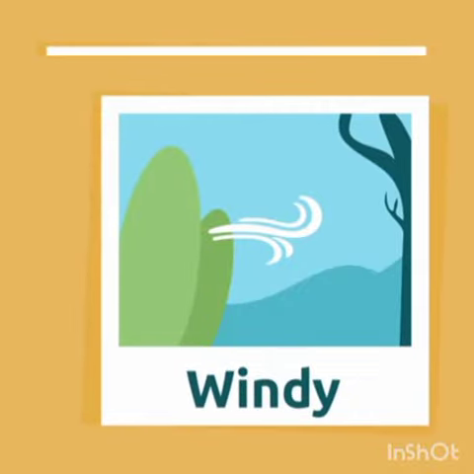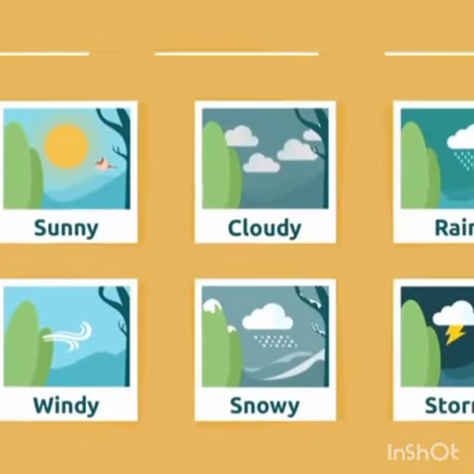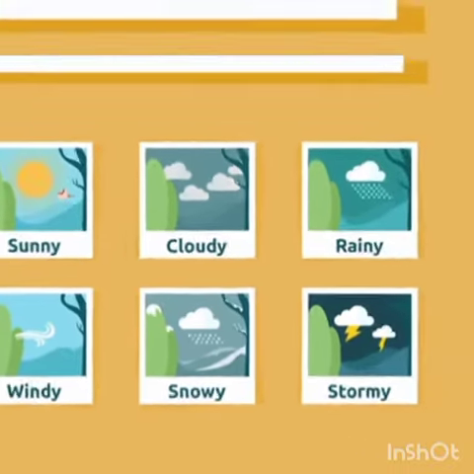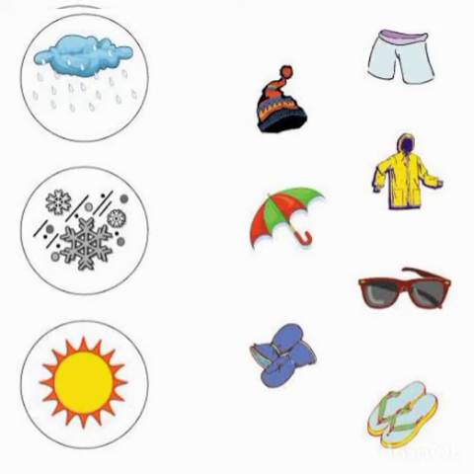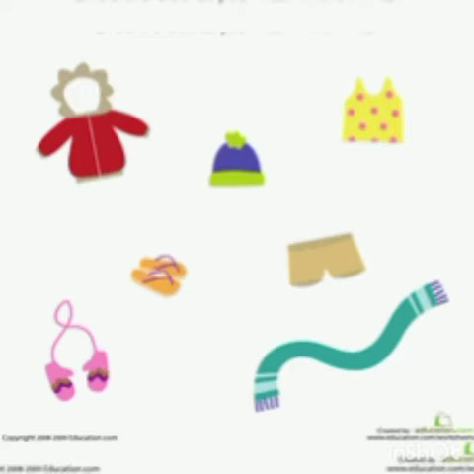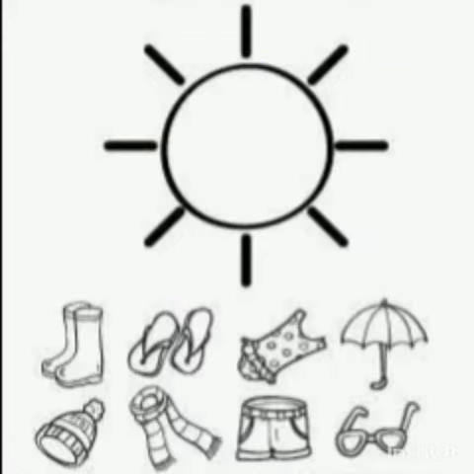Now let's have a look at the revision sheets, how you can revise your weathers at your home. Dear parents, you can ask your child to match the clothes item with the weather. Or you can ask them to circle those clothes which you can use in the snowy weather. Color the sun and match the item that you use in sunny weather.